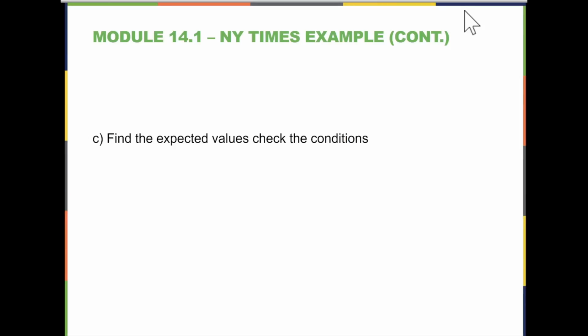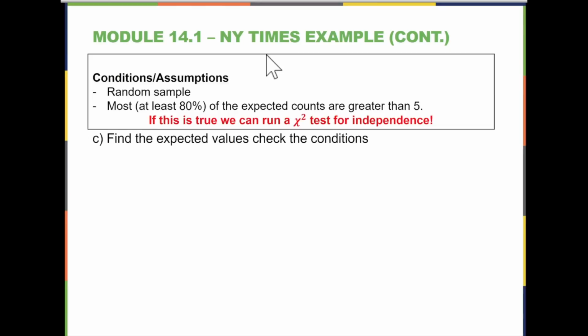Now, before we proceed with the hypothesis test, we need to make sure the conditions to run a hypothesis test are met. Our conditions are that we took a random sample, and most, or at least 80%, of the expected counts are greater than 5. If this is true, we can run a chi-square test for independence.